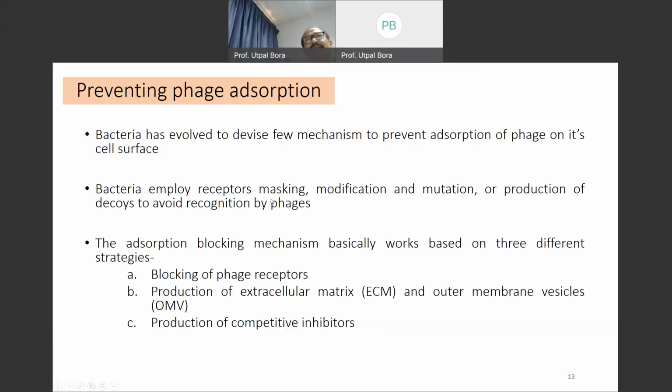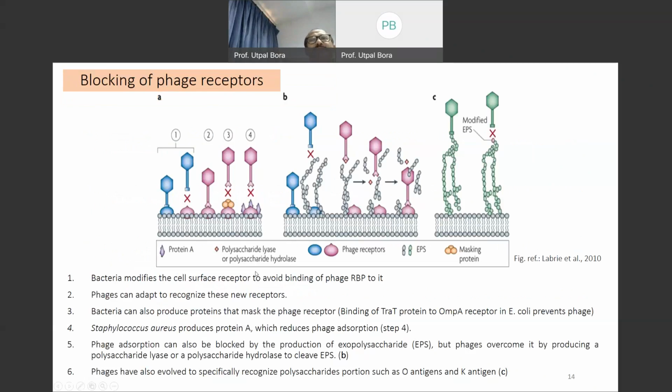It employs receptor masking. It will mask the receptor or modify it or mutate it, and production of decoys to avoid recognition by phages, right? So it will produce some kind of decoy molecule to which the phage will go and bind, and it will be duped, and it will actually not be able to enter the bacteria. The absorption blocking mechanism basically works based on three different strategies. You already know. Number one is the blocking of phage receptors, production of extracellular matrix and outer membrane vesicles, production of competitive inhibitors. So these are all expressed over here.